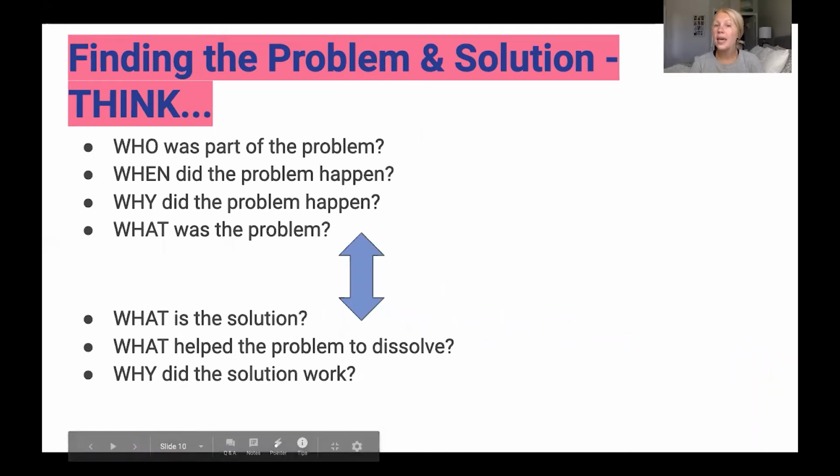Finding the problem and solution. Think to yourself, who was part of the problem? When did the problem happen? Why did the problem happen? What was the problem? Also think to yourself, what is the solution? What helped the problem dissolve? And why did the solution work?